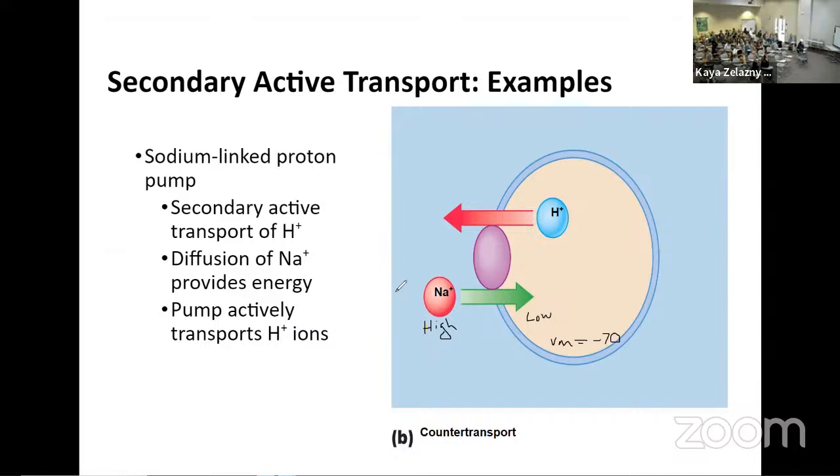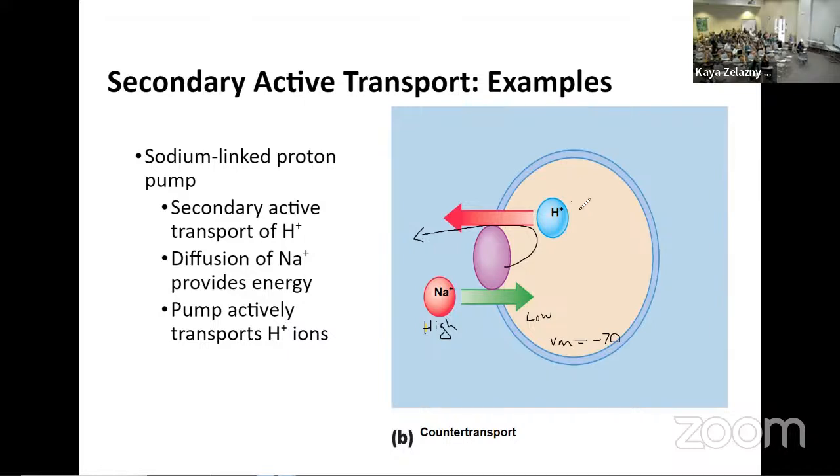So in this case, we've got that diffusion of sodium in the direction it wants to go, into the cell. And this transporter, this sodium-linked proton pump, as it does that, along the way has to pick up a hydrogen ion or proton and push it out of the cell. That's the way this specific protein works. But it's still using that sodium gradient, that sodium movement, as its energy source. So this is pumping against that hydrogen ion gradient.